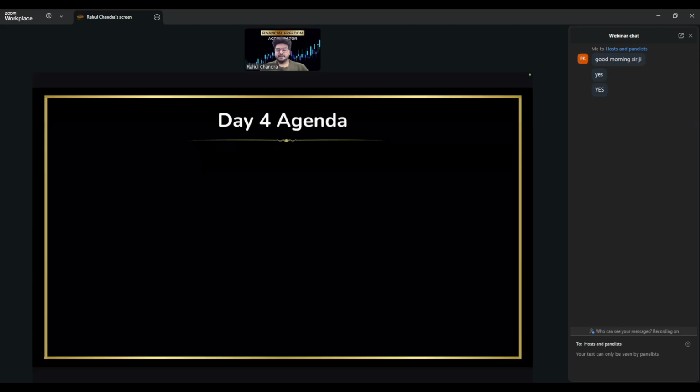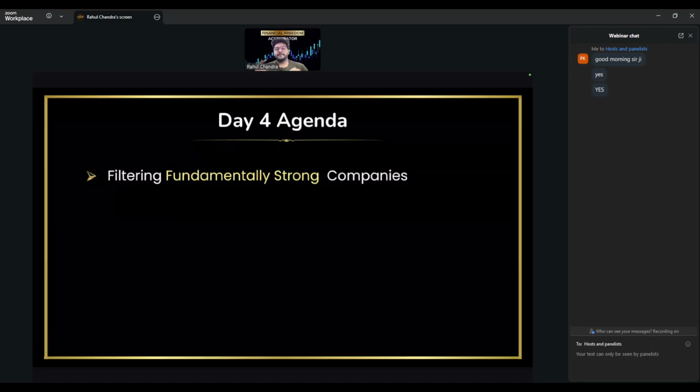All right. First and foremost, we are going to see how you can filter fundamentally strong companies, because that is one thing that all of us need to do. Quality is the most important thing that you can look for when you are investing.